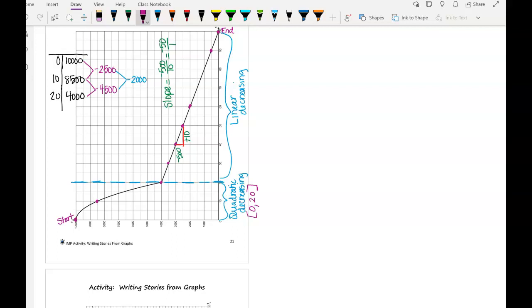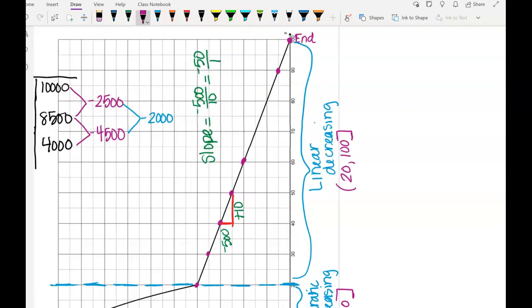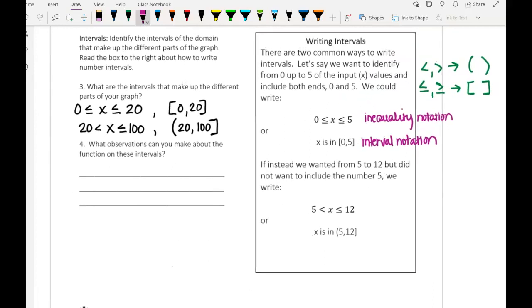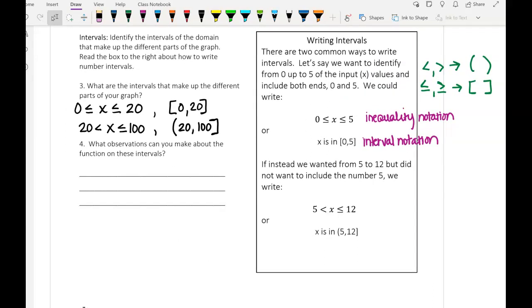When we talk about the 20 to 100, what are we talking about? What does that represent in our function? It represents the linear function. So your answer to number 4 should have talked about those two things. The first one deals with our quadratic decreasing. The second one deals with our linear decreasing. Those are the two sections of the graph we'd already talked about.